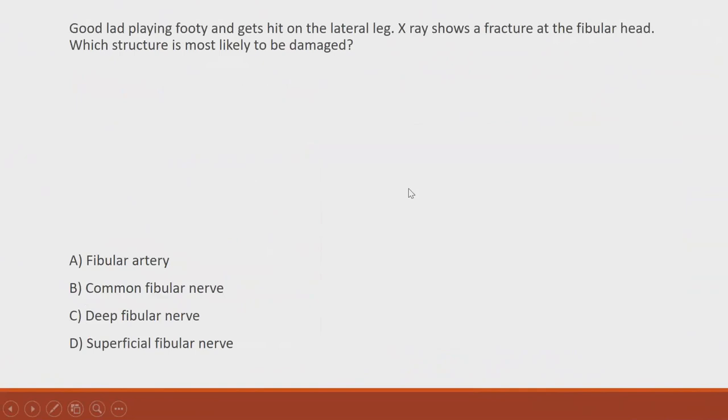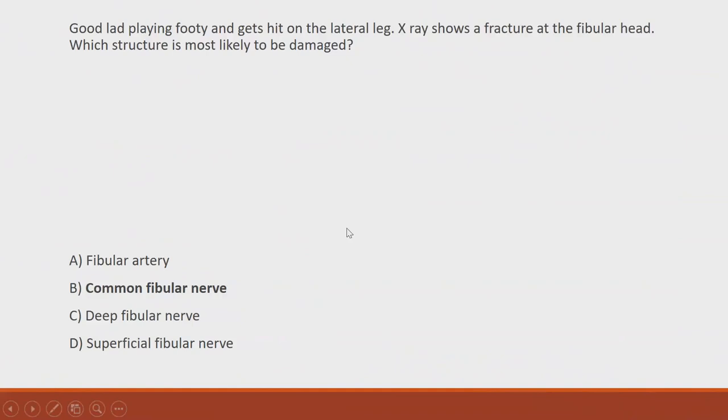Moving down, we've got a leg fracture here. Yep, a lot of you guys are getting it right. I don't think anyone's gotten it wrong. Do I need to explain it? Yep, okay.